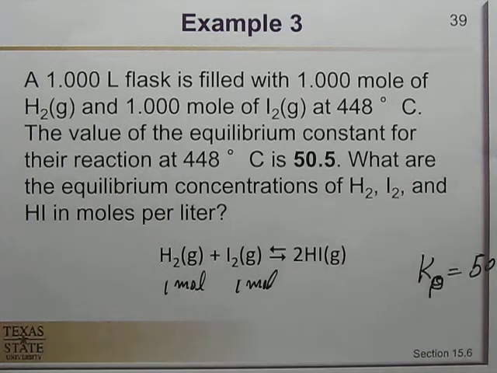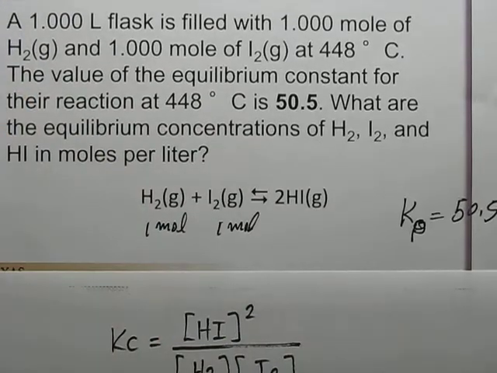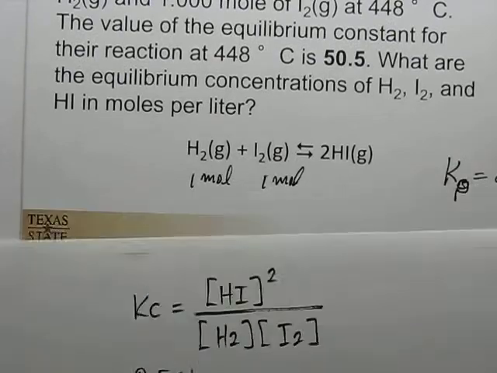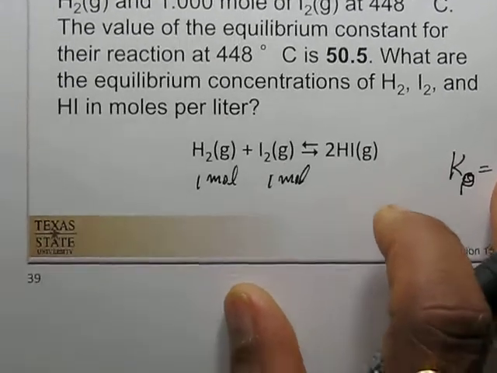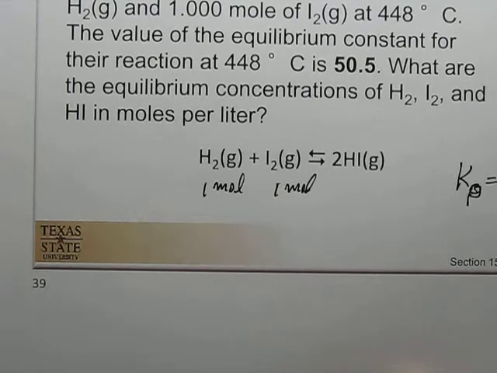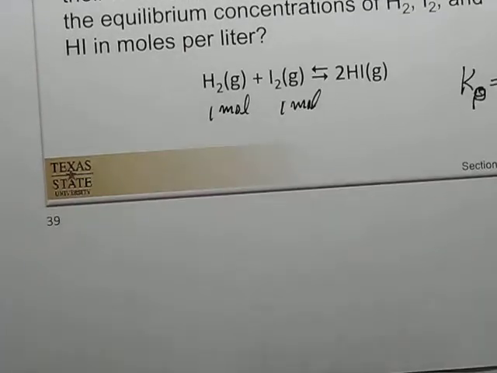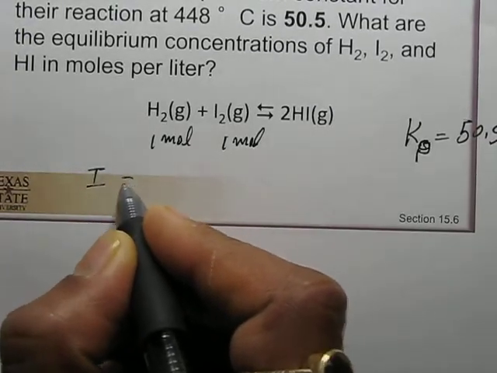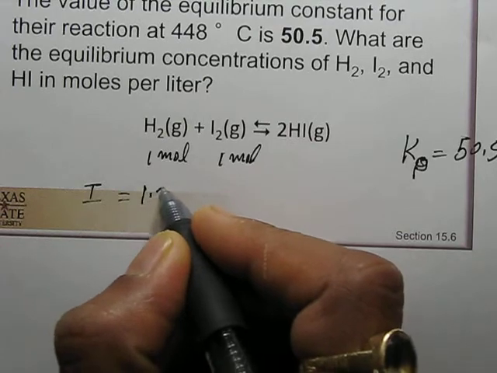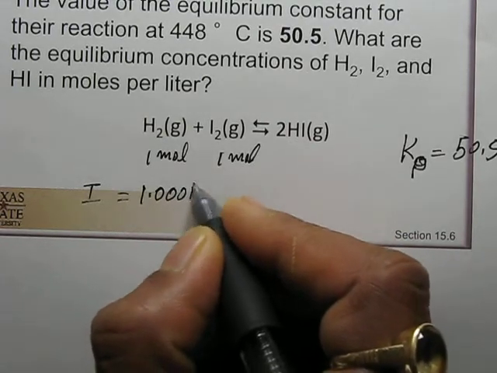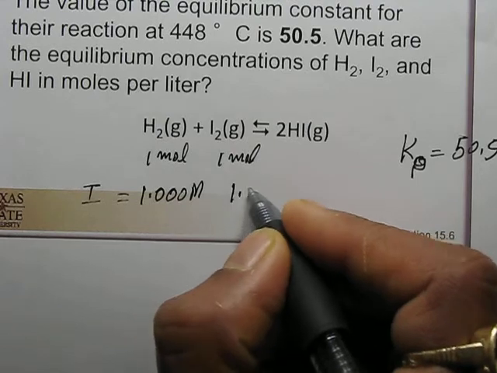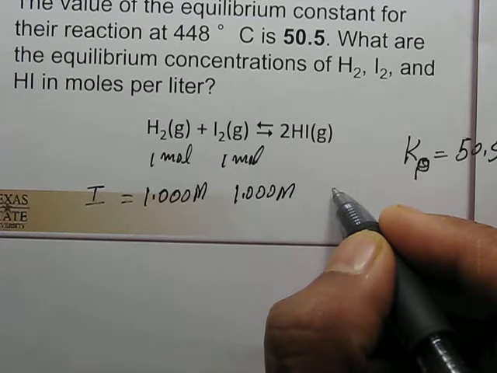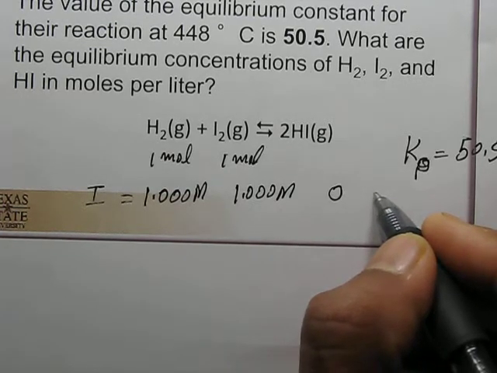So I will start like this. We have to write an ICE chart for this reaction, and the ICE chart would be like this. The initial concentration given for hydrogen is 1.000 molar, iodine is 1.000 molar, and 2HI is 0, right?